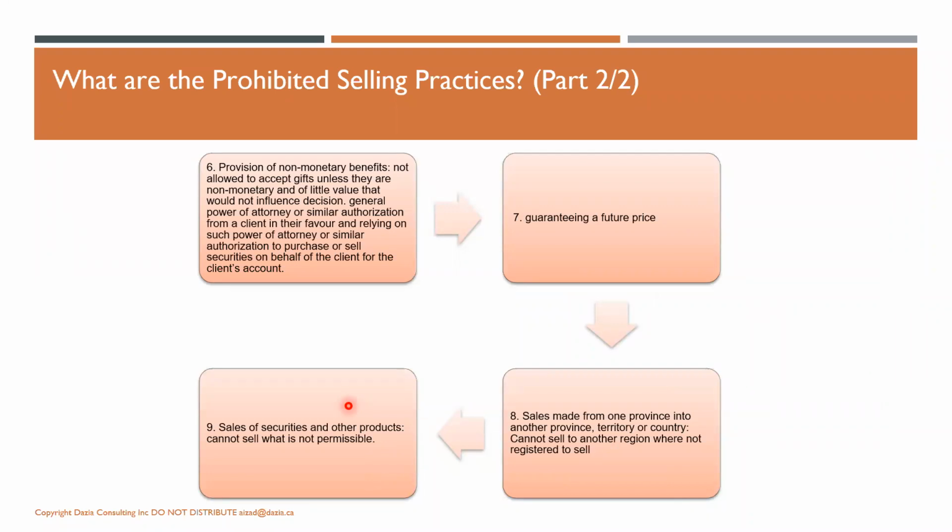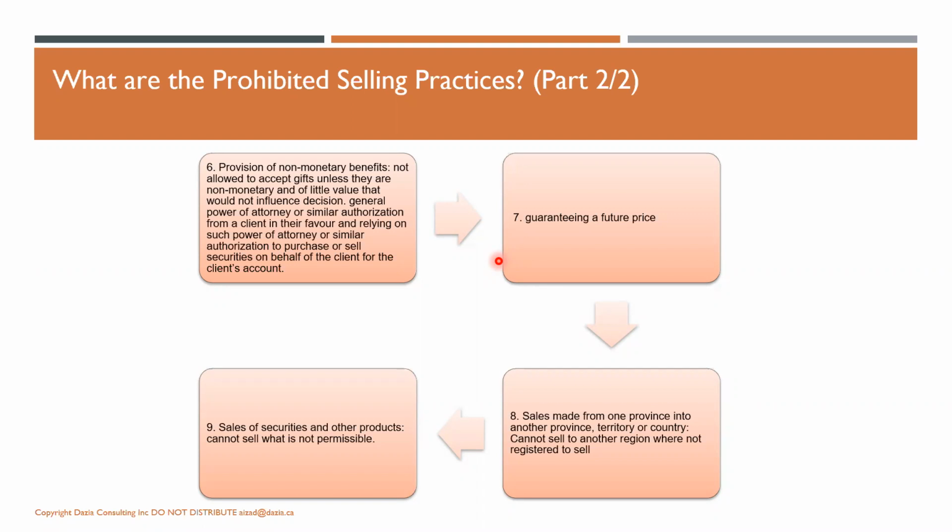Provision of non-monetary benefits. You cannot give gifts to the client for making them buy your mutual funds. You cannot give them a special incentive for that purpose. You cannot guarantee a future price. You can't promise any returns. You can't say, "This made 10% last year. I promise you it's going to make 10% at least this year." You can't do that. There's no guarantee on future performance.